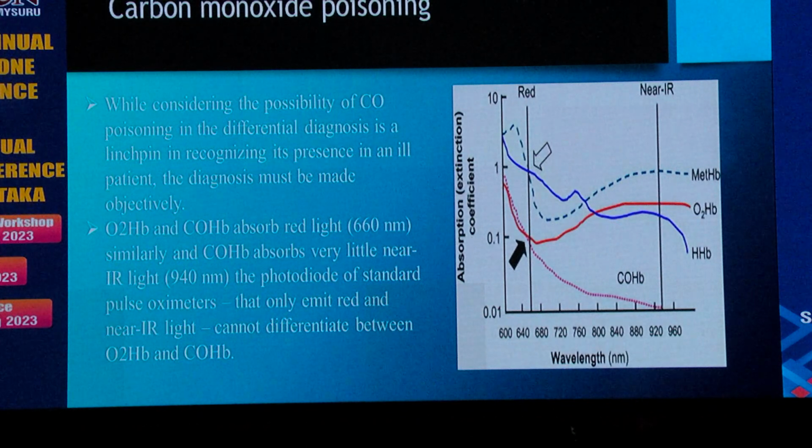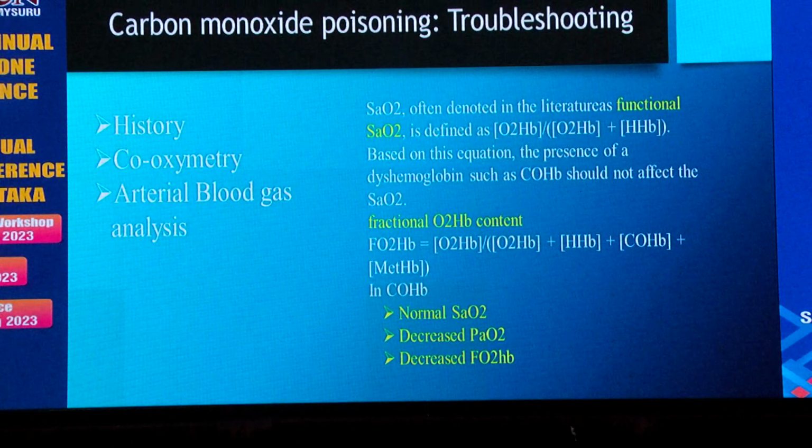So how to differentiate? One is, as I already told, history. A patient with normal pulse oximetry who is very critically ill, then definitely suspect it. But one thing, even if you take arterial blood, SaO2 looks normal. Because SaO2 calculates what? Oxyhemoglobin divided by oxyhemoglobin plus deoxyhemoglobin. It does not consider carboxyhemoglobin. That's why it will be normal. So don't get confused with that.